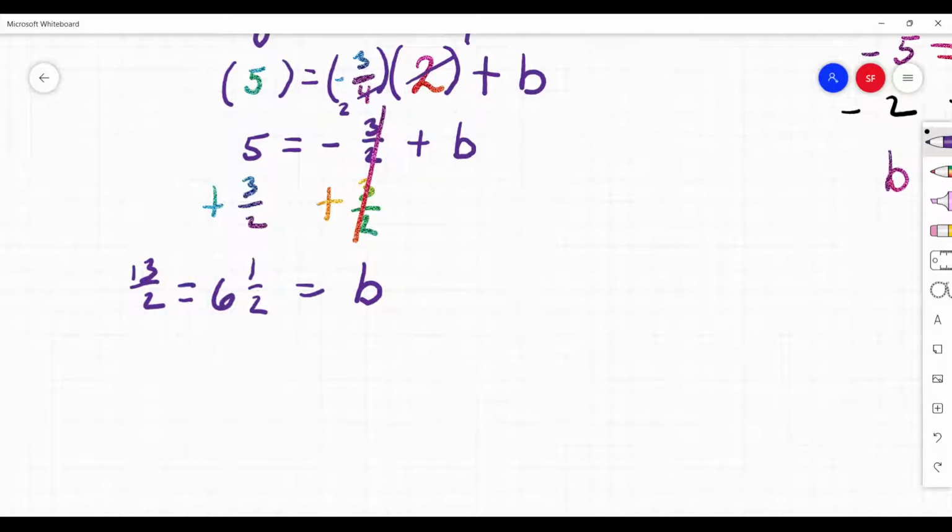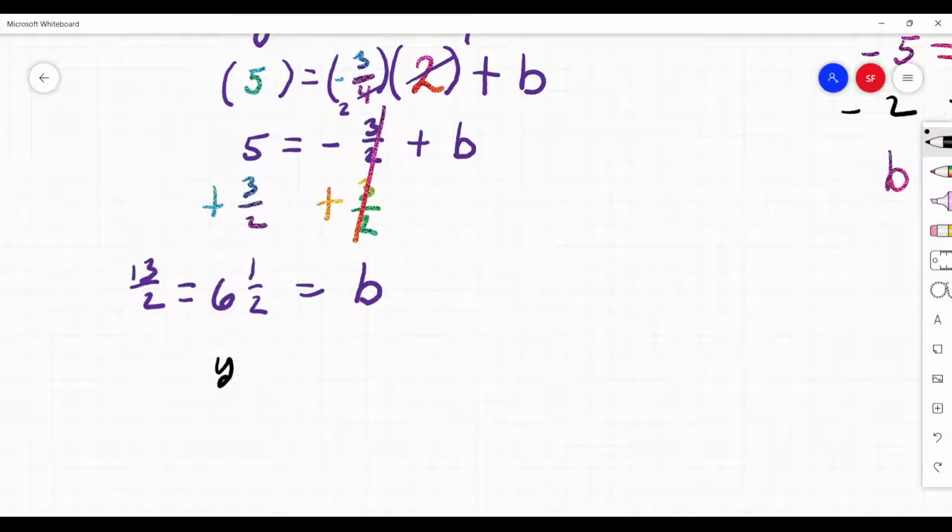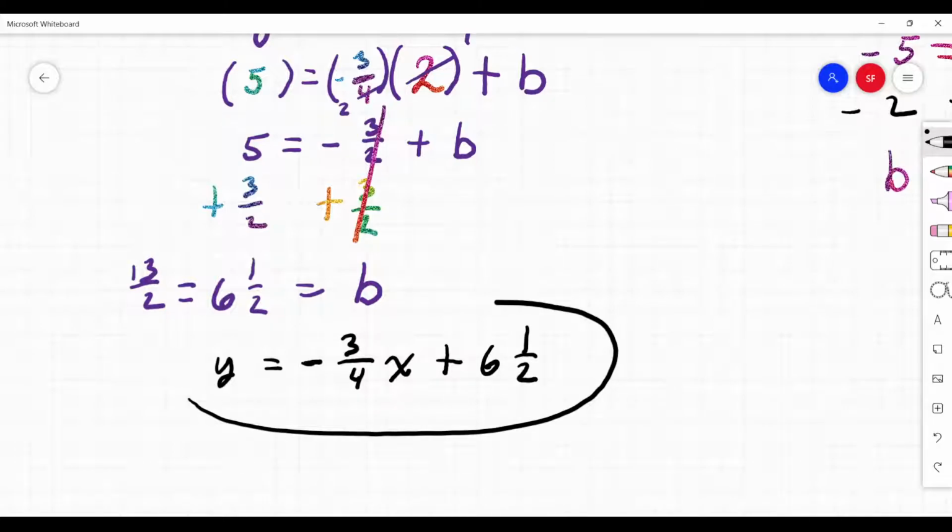Now what do we need to do? Write our answer. What is our answer going to be? y equals -3/4x plus 13/2. Yeah, 13/2 or 6 1/2.